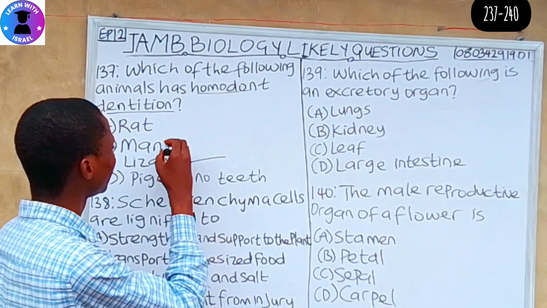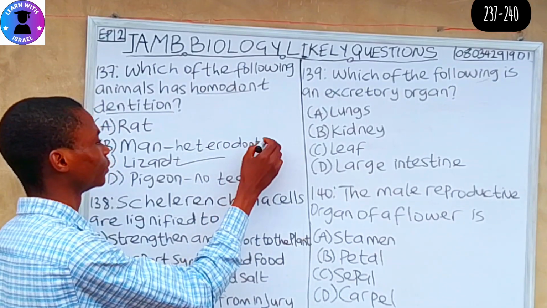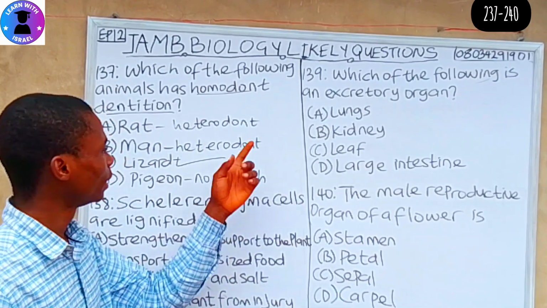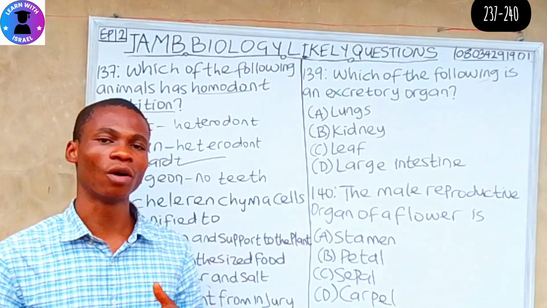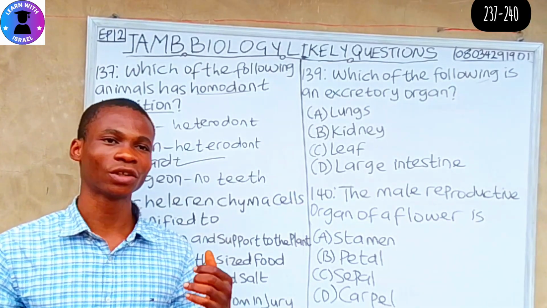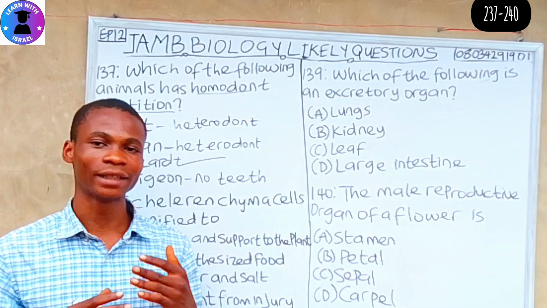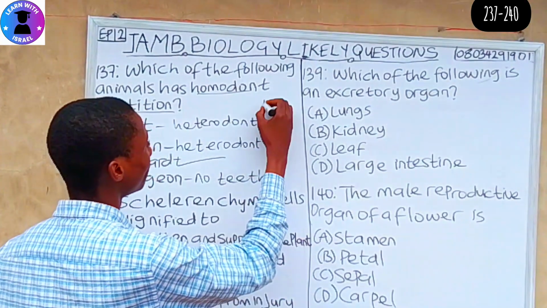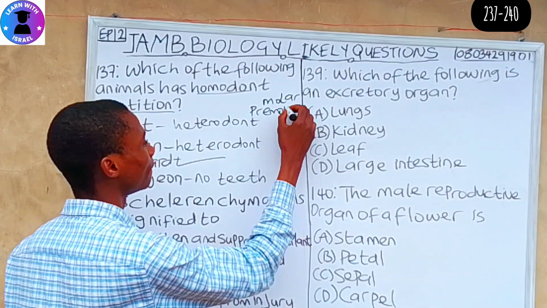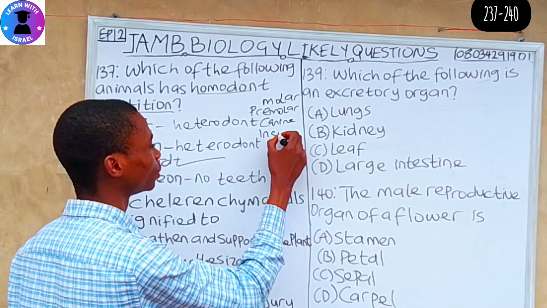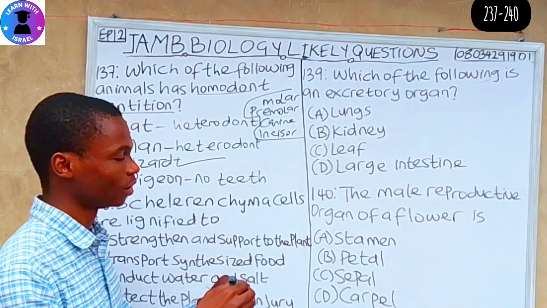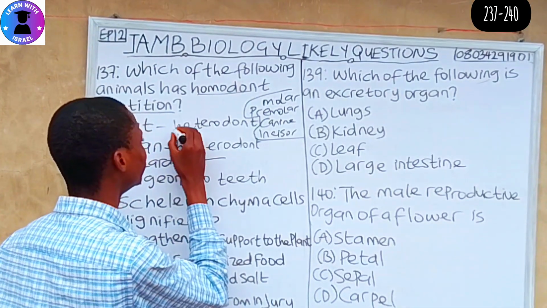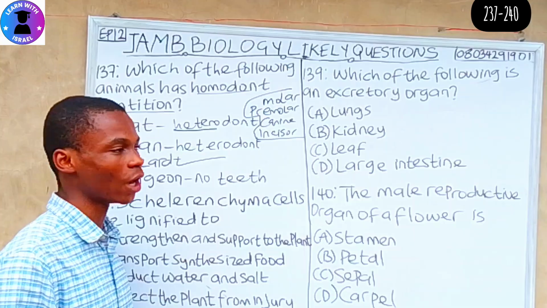And man is heterodont. And rat is also heterodont. Both rat and man have heterodont dentition. What is heterodont dentition? Heterodont dentition is dentition of different sets of teeth. So both man and rat have different sets of teeth. What are the different sorts of teeth they have? They have the molar, premolar, canine, and incisor. So these are the different types of teeth man and rat possess. This is the reason why they are called heterodont. Anywhere in biology, anywhere you see hetero, this hetero means different and homo means the same. So I want you to note that.